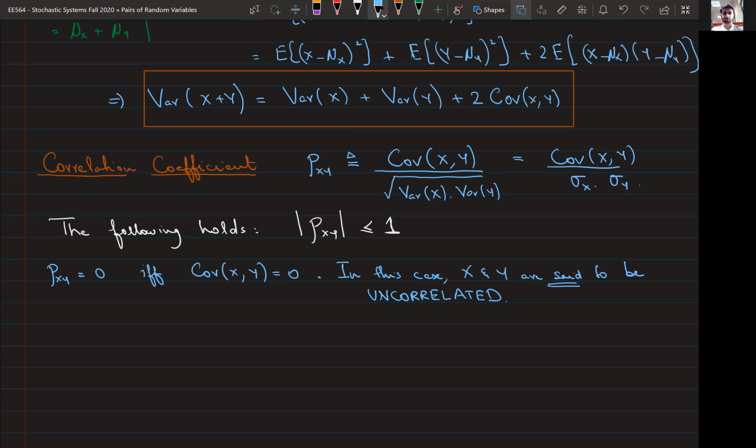right? But before I end the class, I do want to say something else, which is when rho xy equals 1, or the absolute value of the correlation coefficient equals 1. This is if and only if, and this can be proved as well, y equals cx. That is, there is a linear deterministic relationship between the two.